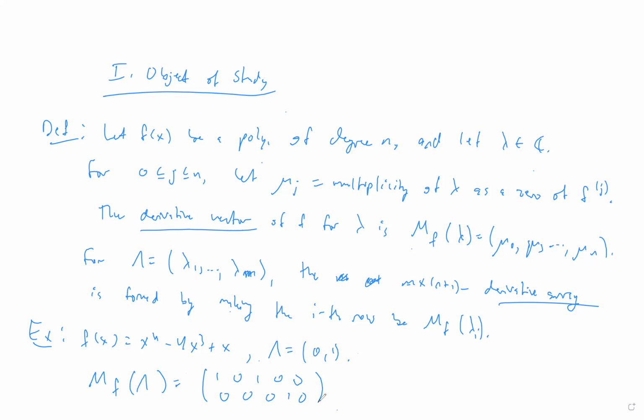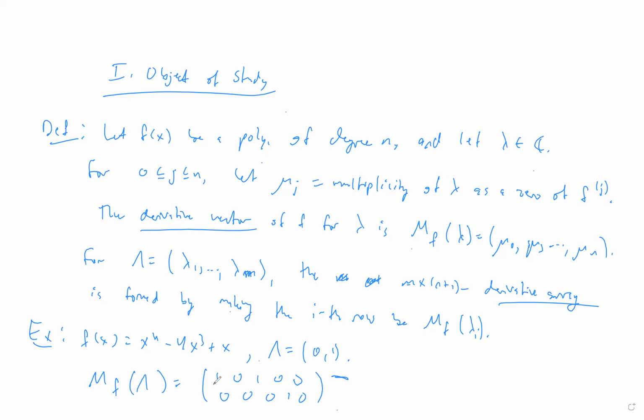What this is telling us is that the first row is recording when 0 is a root of f or its derivatives. 0 is a root of f, so we have multiplicity 1, so that's where this little 1 is. Then 0 is not a root of the derivative of f, so we have a 0 in the next entry. Then it turns out that 0 is a zero of the second derivative of multiplicity 1, and so on. And so we just formed this array.